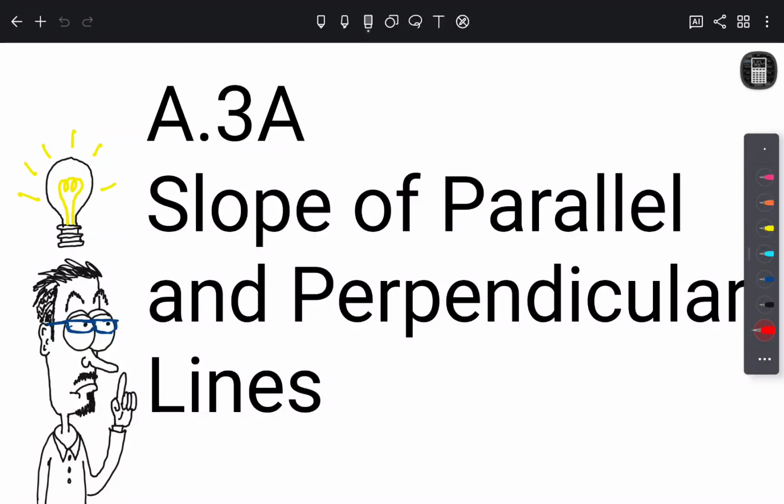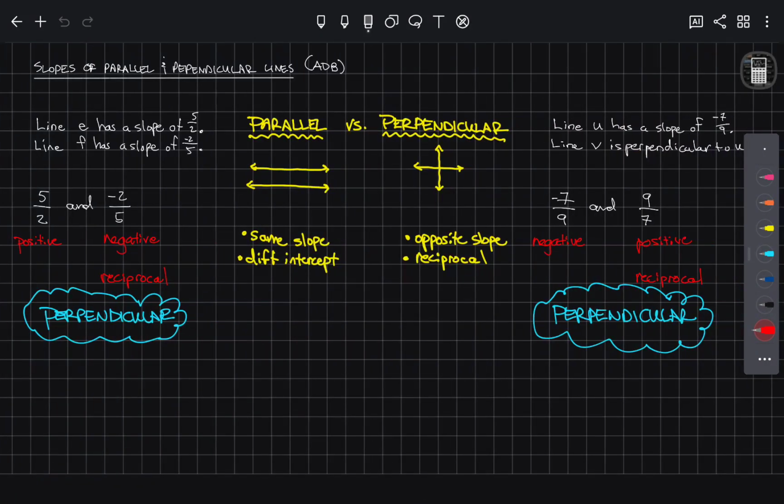Slope of parallel and perpendicular lines. Let's first talk about what parallel and perpendicular mean. Parallel means you're going to have two lines that are equidistant apart for the entirety of both of the lines. They will never cross, they will never get closer, and they will never get farther apart.